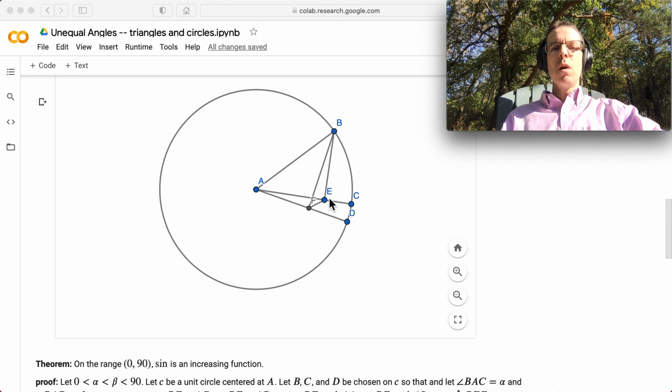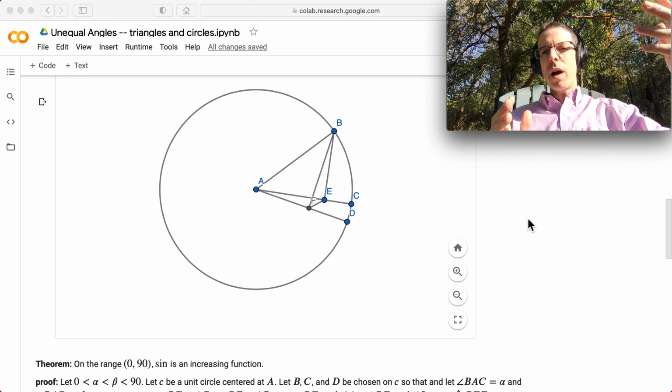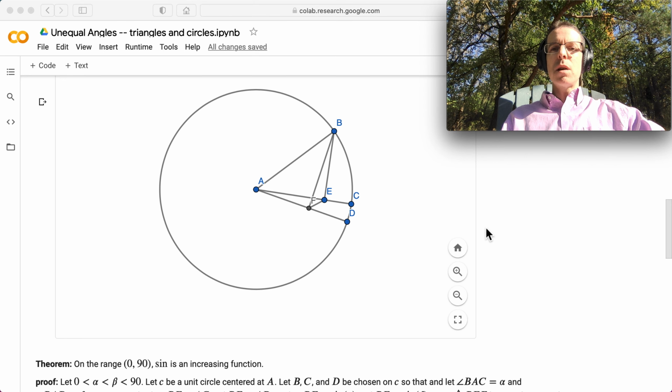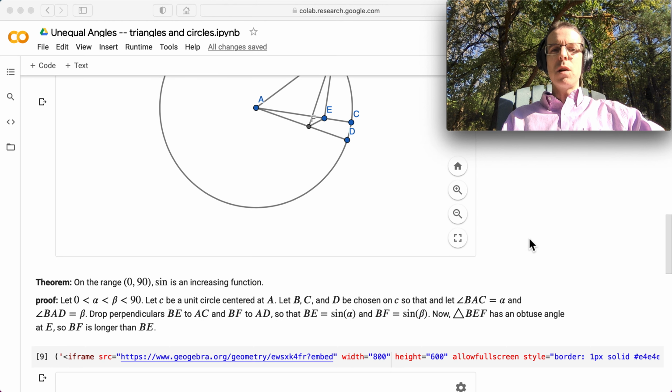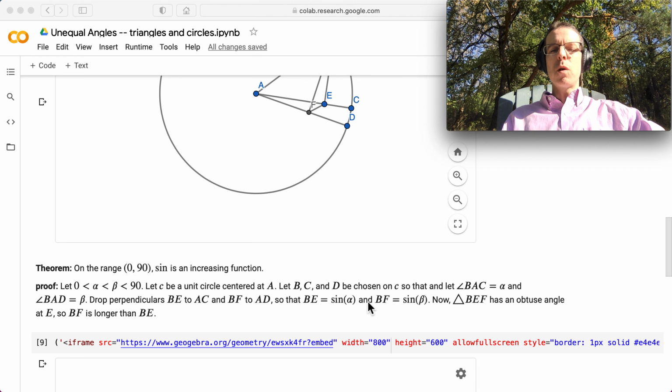So who cares it's obtuse? Well, if that's an obtuse angle, then when we look at triangle BEF, its longest edge must be the edge BF. But BF is sine of beta, BE is sine of alpha, and that shows that sine of beta is bigger than sine of alpha, because that's the longest edge of that triangle. So here, the isosceles triangle inequality stuff leads us to an understanding of the function sine and leads us to a demonstration that sine is an increasing function. So you can pause the video and read that formally written out here.